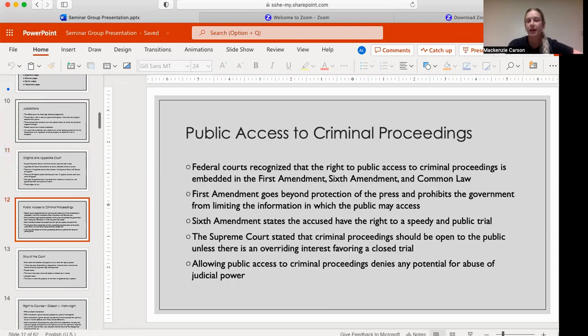My next one was public access to criminal proceedings. Federal courts recognize that the right to public access to criminal proceedings is embedded in the First Amendment, the Sixth Amendment, and in common law. The First Amendment goes beyond protection of the press and prohibits the government from limiting the information which the public may access. The Sixth Amendment states that the accused have the right to a speedy and public trial. The Supreme Court stated that criminal proceedings should be open to the public unless there is an overriding interest favoring a closed trial, which will be voted on. Allowing public access to criminal proceedings denies any potential for abuse of judicial power.